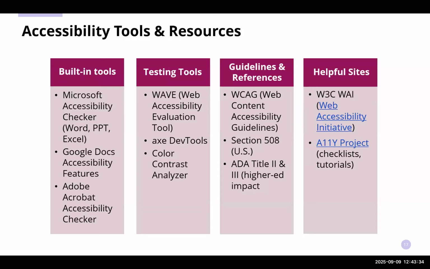Microsoft Office, for example, has an accessibility checker in Word, Excel, and PowerPoint that flags issues and gives you tips as you work. Google Docs has helpful features too, like screen reader support and voice typing. And if you're working with PDFs, Accessibility Checker in Adobe Acrobat Pro can identify missing tags and structure problems that might block screen reader access.